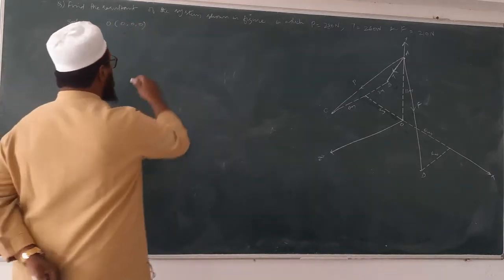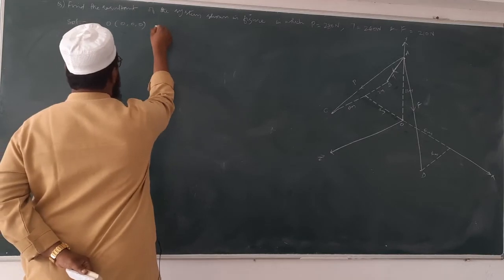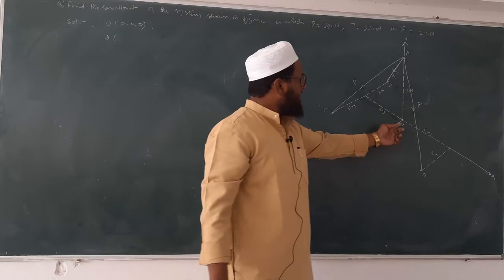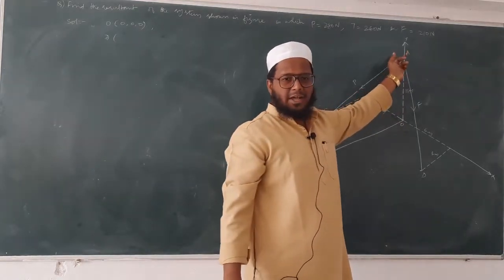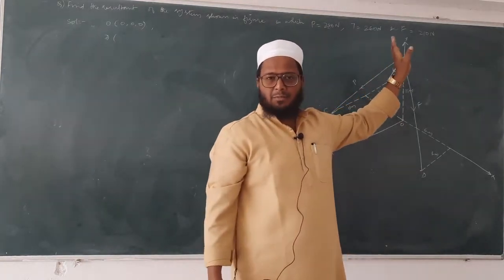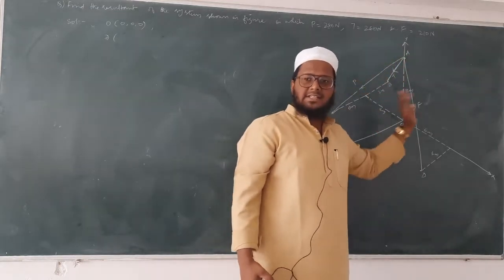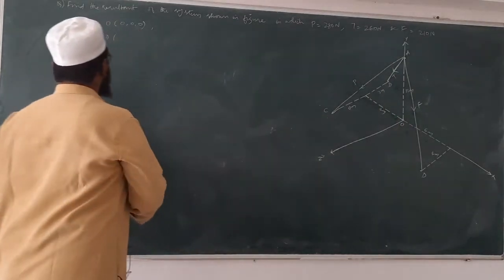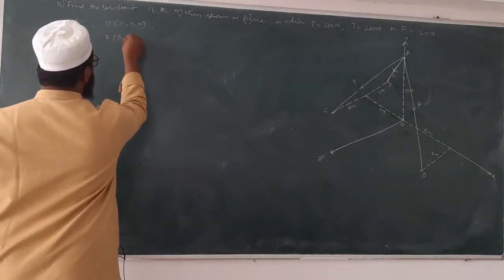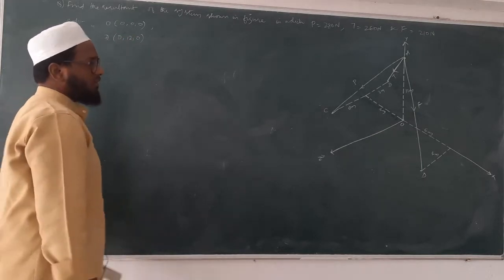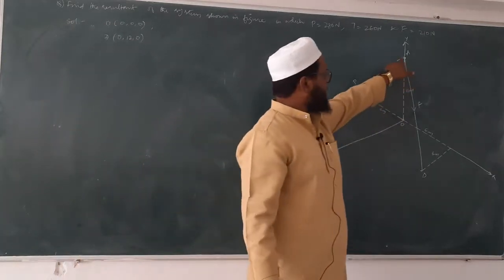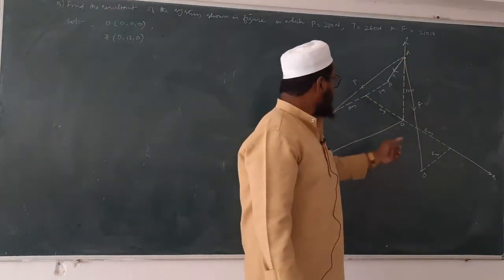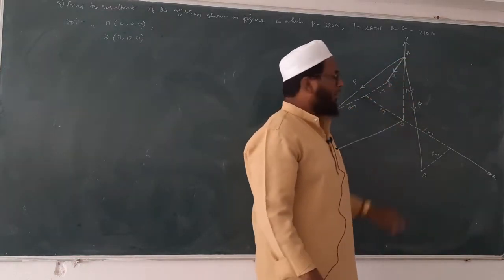Then we have point A. What about point A? See here, A point is on the y-axis. So what happens whenever the point is on the y-axis? What happens to x and z? Yes, x and z will become 0, right? So A will be 0, 12, 0. The distance from O to A is 12. A is over. We'll go for B.